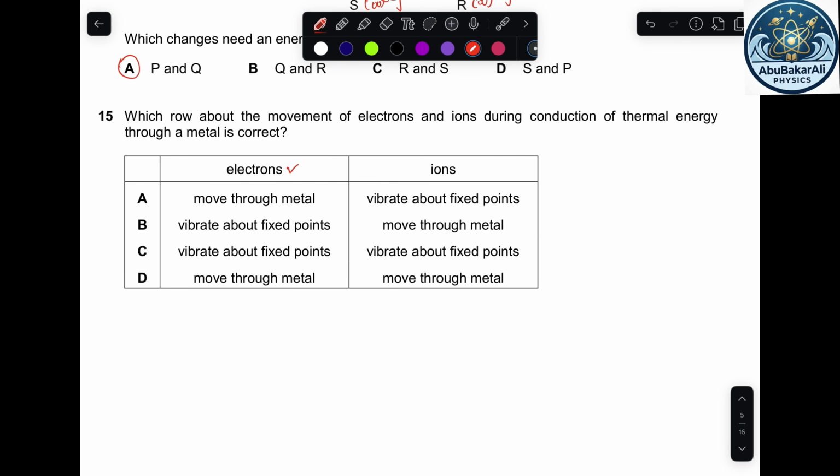Electrons are called the free electrons. Why? Because they can move through the metals. They will not vibrate. They are moving freely, and ions vibrate. They are just like the fixed points.